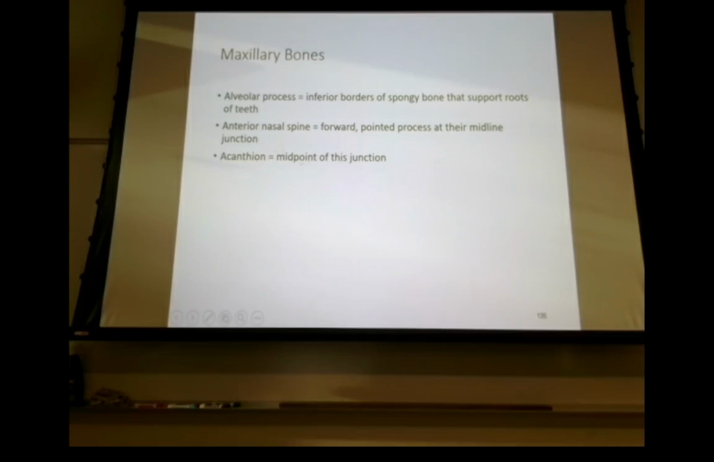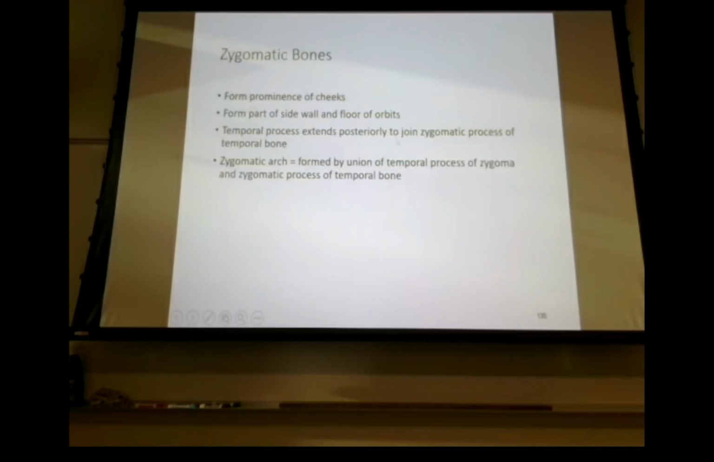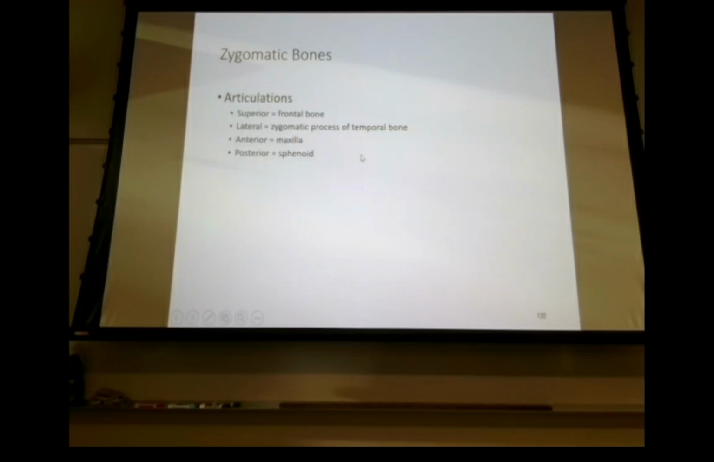Canthion, we know about the canthion and the anterior nasal spine. Zygomatic bones form the cheek, we already talked about that. The zygomatic arch is formed by the articulation between the zygomatic bones and the zygomatic process of the temporal bone. So articulations would be the frontal bone, zygomatic process of the temporal bone, the maxilla, and the sphenoid.